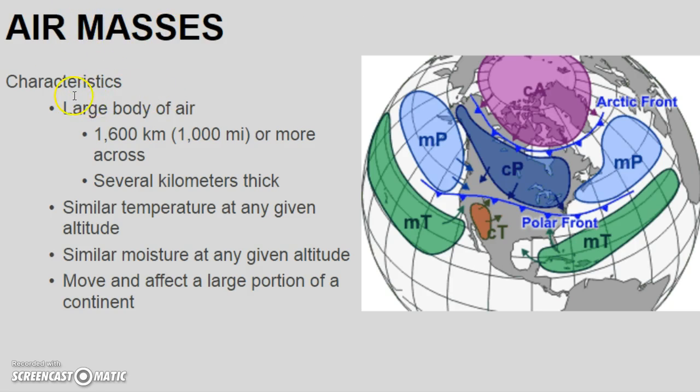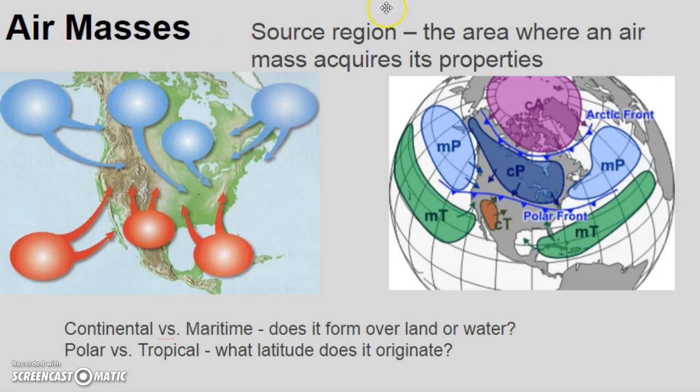So air masses. The characteristics: these are large bodies of air, about 1,000 miles or more across. They're several kilometers thick, with a similar temperature at any given altitude. In other words, we're going to say that they have very homogeneous characteristics. They're very much the same. There's similar moisture at any given altitude, and they move and affect large portions of the continent. So the source region is very important. This is the area where an air mass acquires its properties.